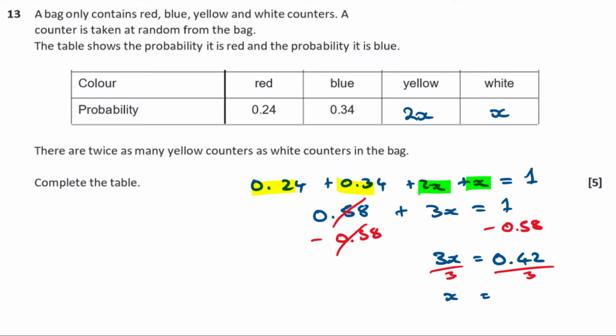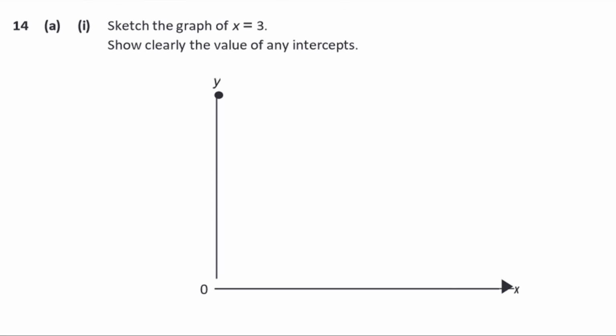0.42 divided by 3. Well, 42 divided by 3, what would that be? 42 divided by 3 is 14. So 0.42 divided by 3 is going to be 0.14. So that is what x is. So that means x over here is 0.14. And then double that for 2x is going to be 0.28. Okay? So they're my two results, 0.14 and 0.28.